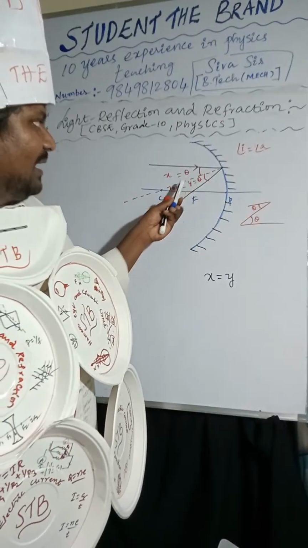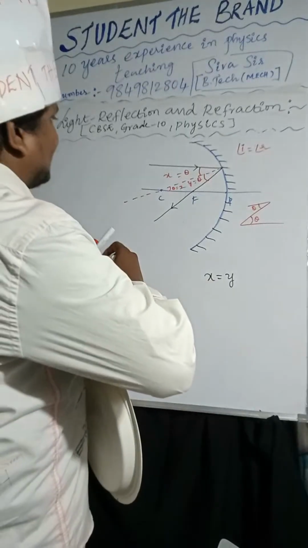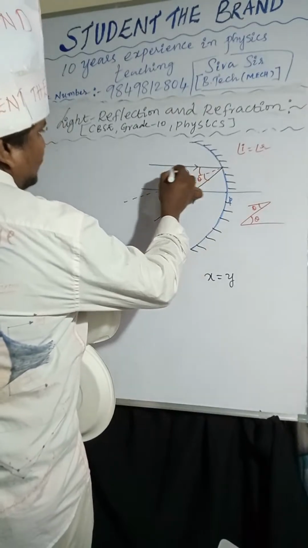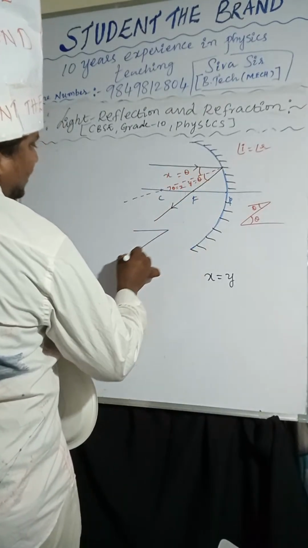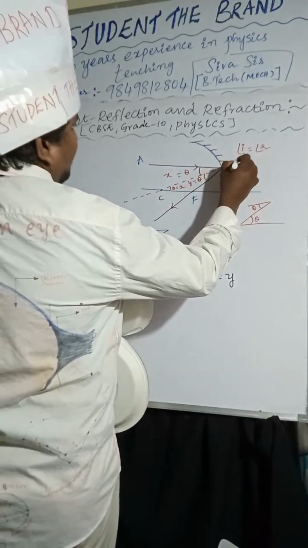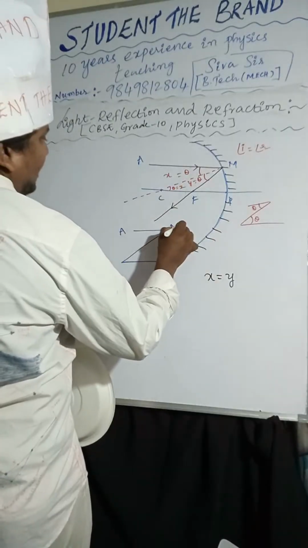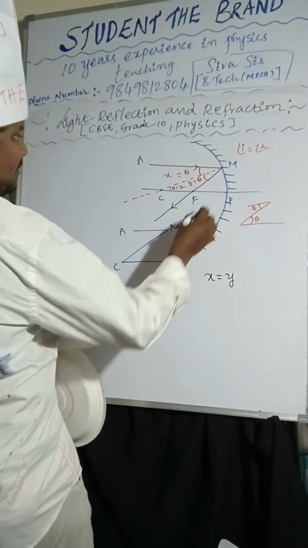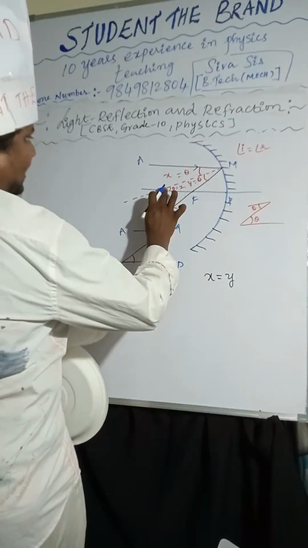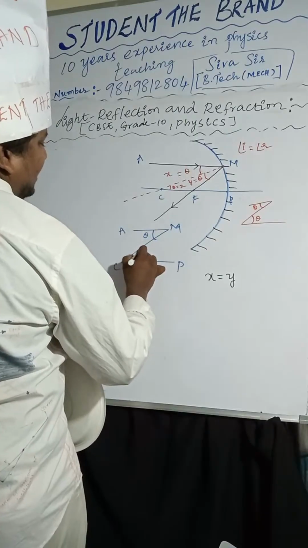So this angle and this angle, x and z, are equal. Why are alternate angles equal? If you take this triangle, it is a right angle triangle. Here I take AM as the ray, this is the center of curvature, and this is the pole. At the center of curvature, this angle and this angle are both equal, since alternate angles are equal.